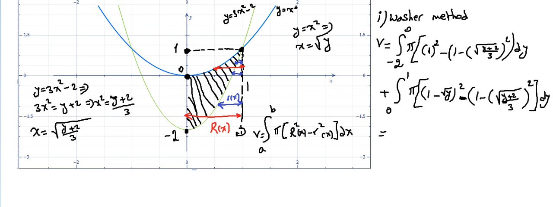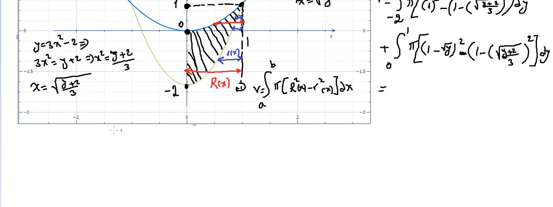Let's do the shell method, and then maybe in another video I will go again to do this part over here. Let's see if we can do it by shell method. I don't know if we have time, but let's start. Shell method, it's also simple, even simpler. Let's take it from 0 abscissa to 1 abscissa. Instead of taking it from minus 2 to 0, then from 0 to 1 on the y-axis, we take the integral from 0 to 1.